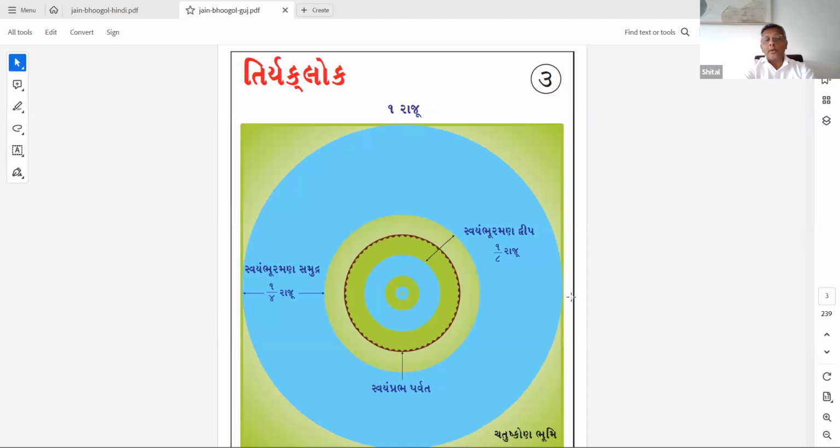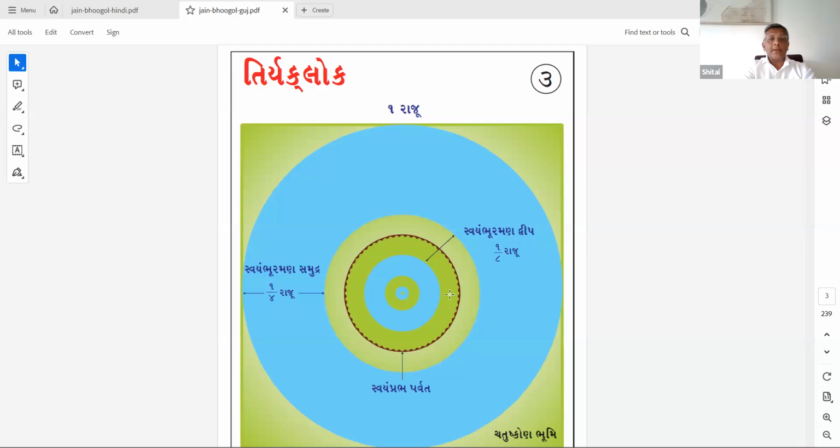So 1/4 plus 1/4 is equal to 2/4. So half. So the half of the total width at both sides. So this is half a raju. This is half a raju. So half of the middle earth, half of the middle lok is made up of Swayambhu Raman Samudra. That's how big this ocean is. It's massive. And this is 1/8.